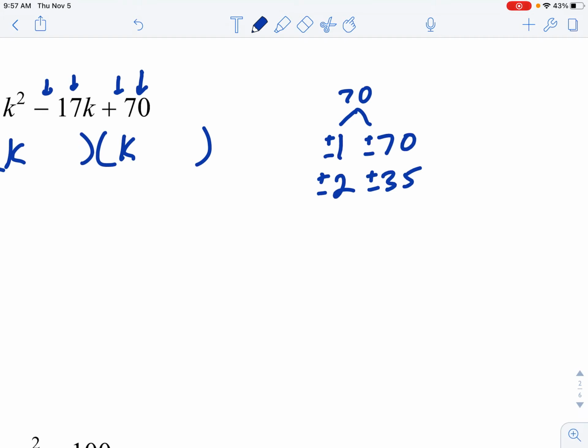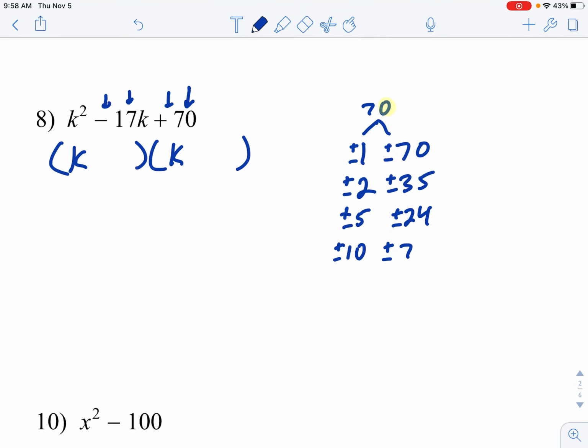What else goes into 70? Well, you hopefully know that any number that ends in 0 can be divided by 5. What's 70 divided by 5? 14. Yeah, 14. By the way, feel free to use a calculator if you need to. Maybe I'll do a calculator on a future problem. Anyway, positive 5 times positive 14, negative 5 times negative 14. 10 will go into 70. Again, it ends in 0. 10 times 7. So positive 10 times positive 7, negative 10 times negative 7. And I think that's it. I think that's the whole table.